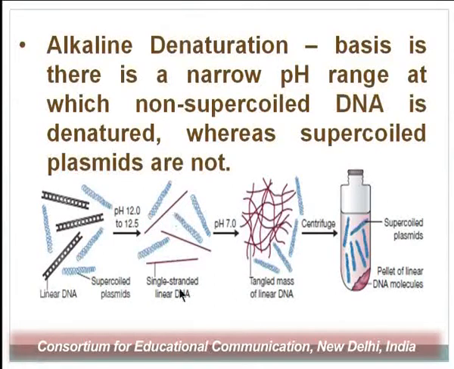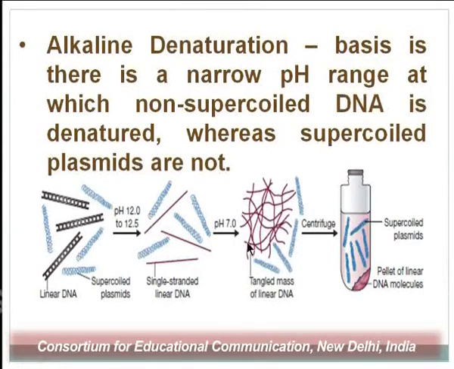However, the large linear DNA molecule will form a tangled mass. It would never be able to re-anneal in a proper manner as it was in the resting or intact cell. So, when you make it alkaline and then decrease the pH, the genomic DNA, or the large linear chromosomal DNA, tends to form a tangled mass, whereas the supercoiled DNA molecules are intact.